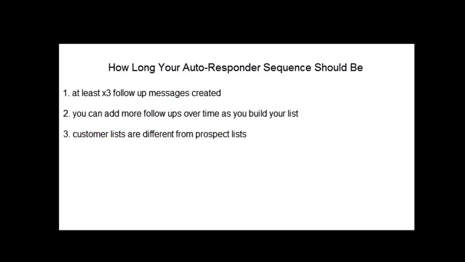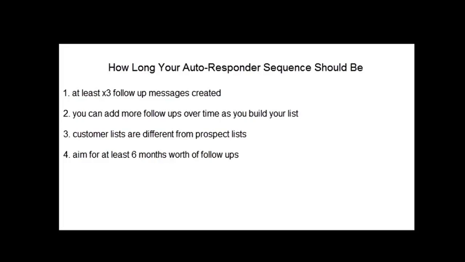Now, tip number 4 is you should aim for at least 6 months worth of follow-up messages. So this entire video, we're only focusing on the prospect list. This is not for your customers. This is just for your prospects. How long your autoresponder sequence should be for prospects. These are people that have not yet purchased anything from you. Now, you should aim for 6 months worth of follow-ups.